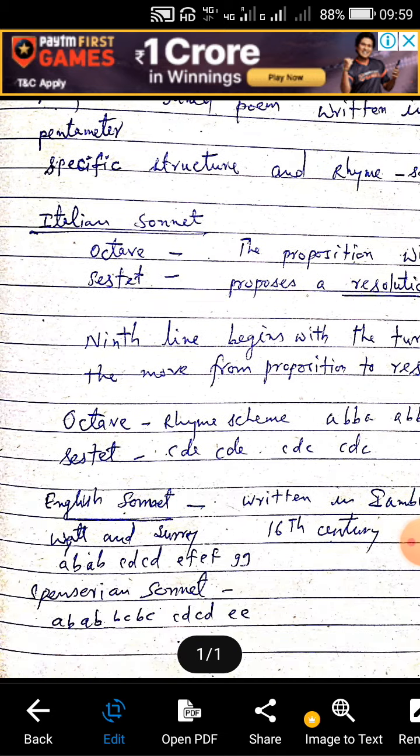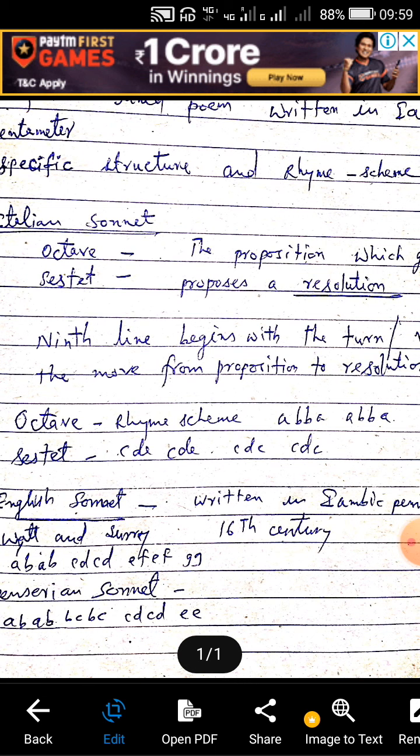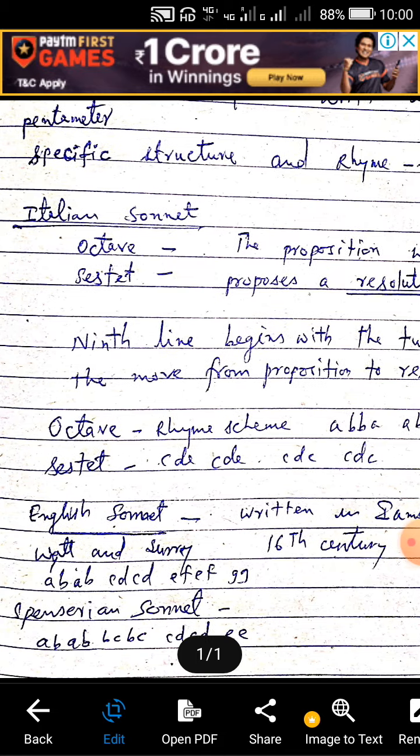As far as the rhyme scheme of Italian sonnet is concerned, the octave has the rhyme scheme A B B A A B B A, while the sestet has the rhyme scheme like C D E C D E, or C D C C D C. That is another variant of rhyme scheme in a sestet.